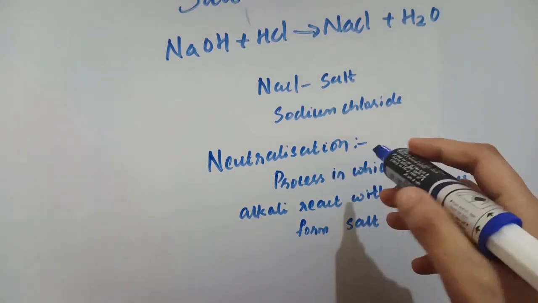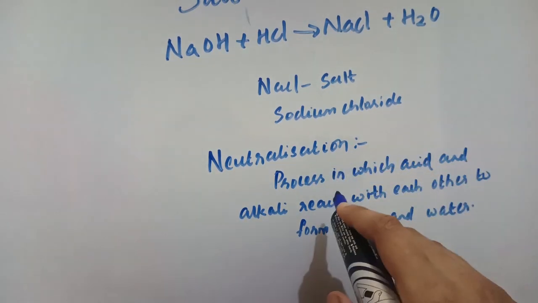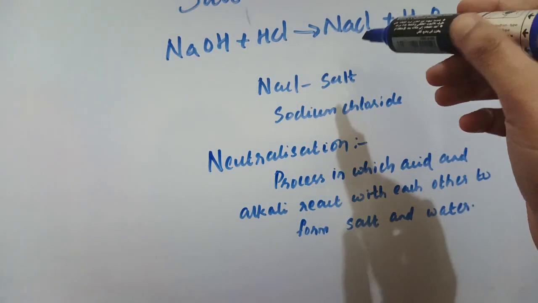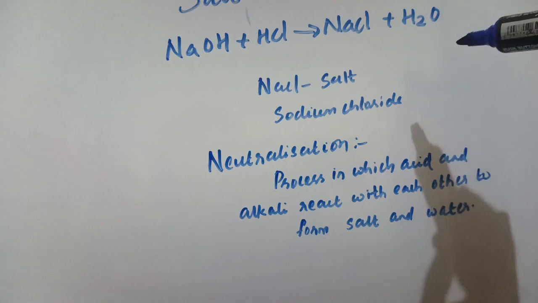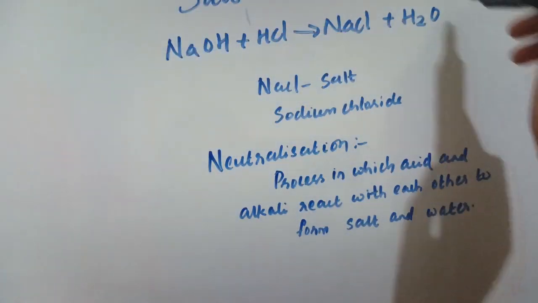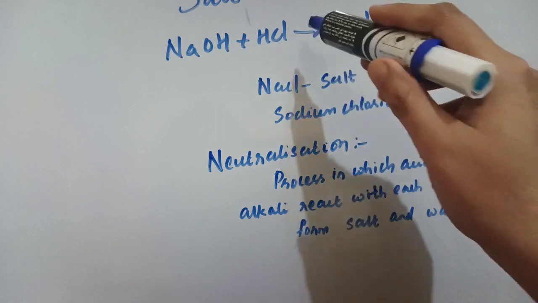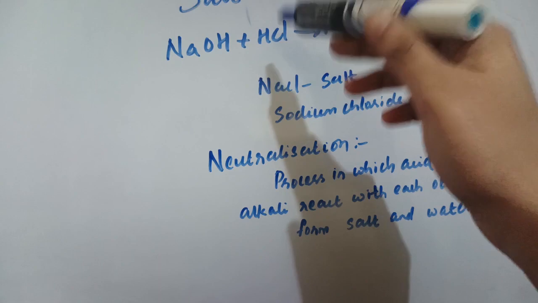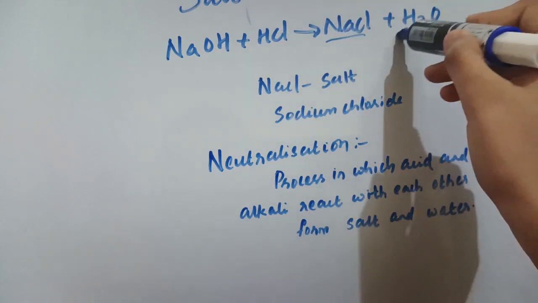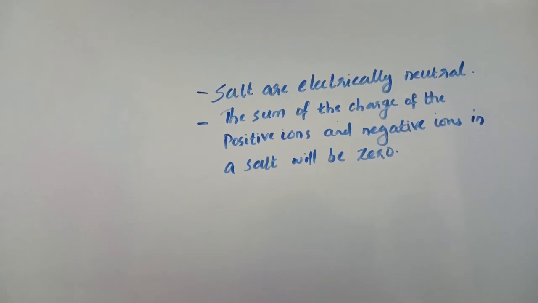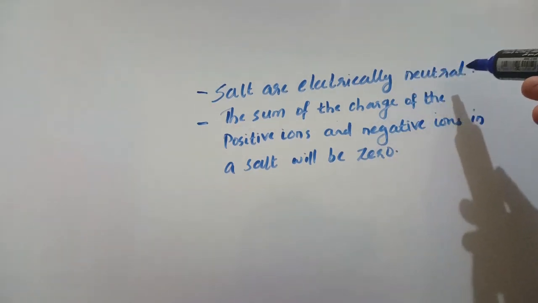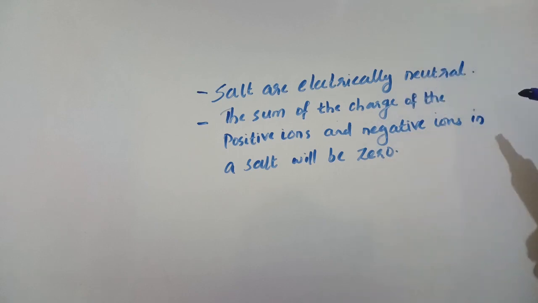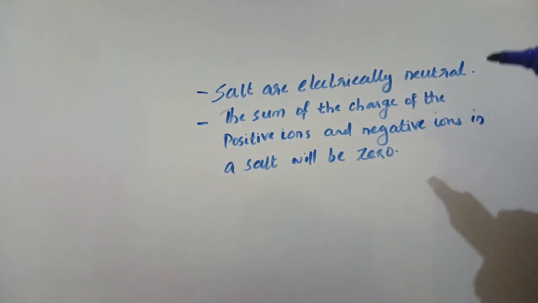And we can define neutralization. Neutralization is the process in which acid and alkali react with each other to form salt and water. This is an example for neutralization reaction. Here acid and alkali react with each other to form salt and water. Salts are electrically neutral. The sum of charge of positive ion and negative ion in a salt will be 0.